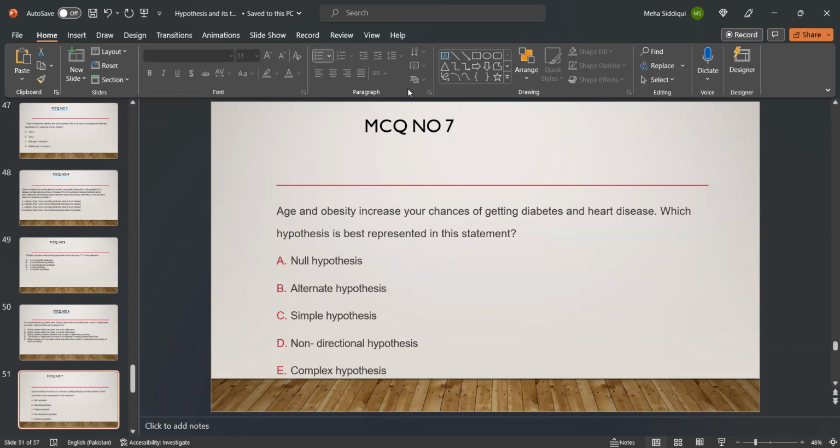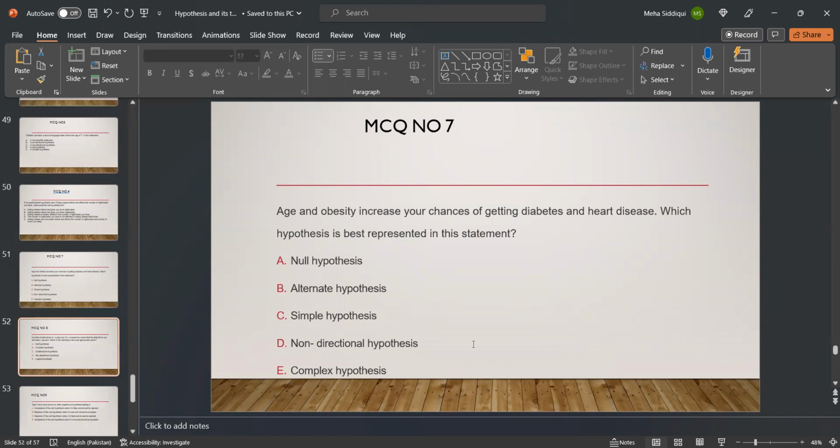MCQ number 7. Age and obesity increase your chances of getting diabetes and heart disease. Which hypothesis is best represented in this statement? Null hypothesis, alternate hypothesis, simple, non-directional, or complex hypothesis? B. Since we are dealing with multiple variables, that is, two independent variables and two dependent variables, this is a complex hypothesis, because it deals with the relationship among multiple variables.